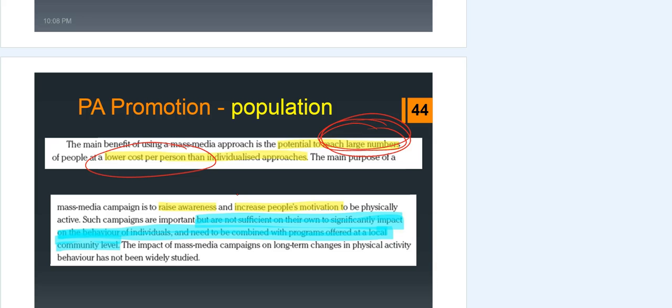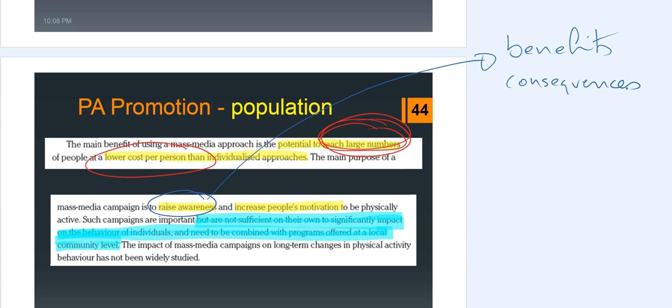So what is a mass media campaign aimed to do? First one is to raise awareness. Our awareness, again, benefits and consequences. To increase people's motivation, so to move them from a point where they haven't thought about doing physical activity to a point where they will firstly consider doing physical activity, and then secondly actually taking steps to participate in an increased amount of physical activity.